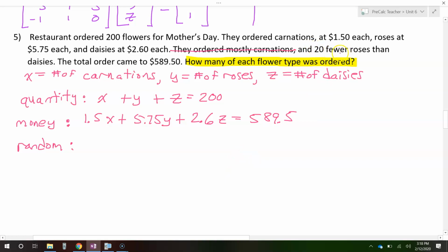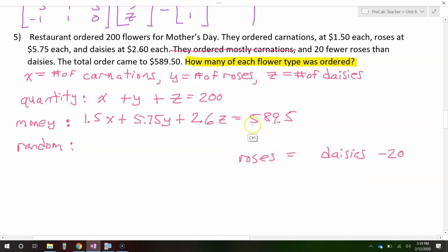20 fewer roses than daisies. All right, so I'm talking about roses versus daisies. All right, so what does this equation need to be in terms of roses and daisies? 20 less, 20 fewer roses. Okay, so am I going to do minus 20 on the daisies? 20 on the daisies. So roses plus 20 equals daisies minus 20. Does everybody agree on that?